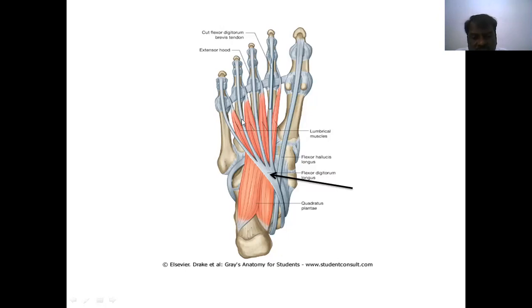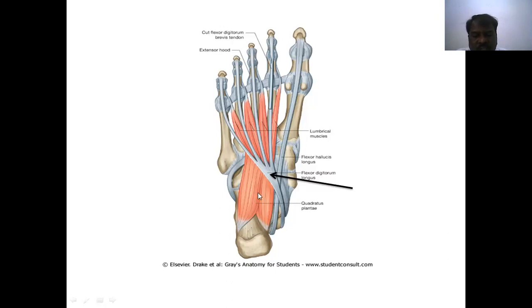Next, these tendons give the four lumbrical muscles. First lumbrical, second lumbrical, third, and fourth lumbrical. But here, the first lumbrical is a unipennate muscle. Second, third, and fourth are bipennate muscles. This is also a second layer muscle.